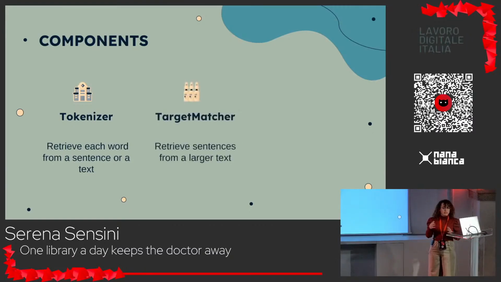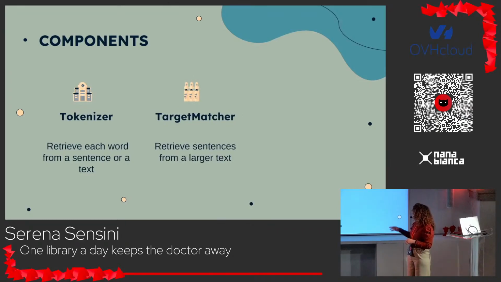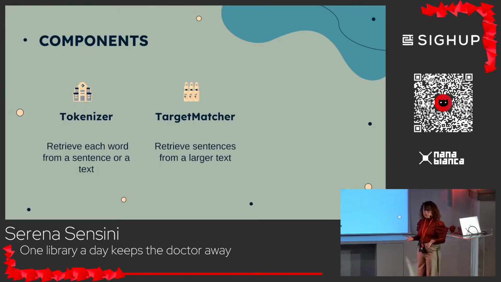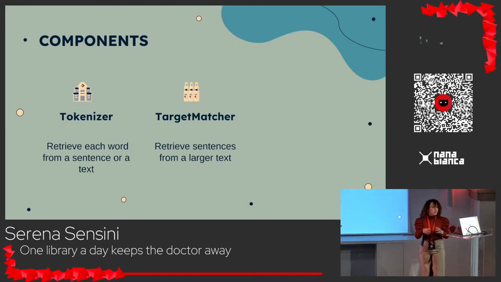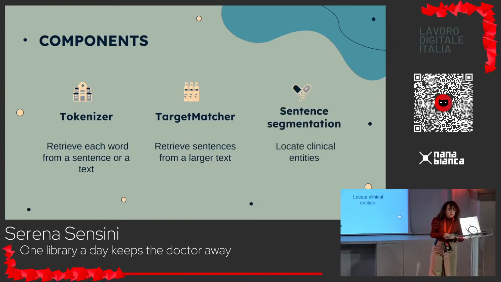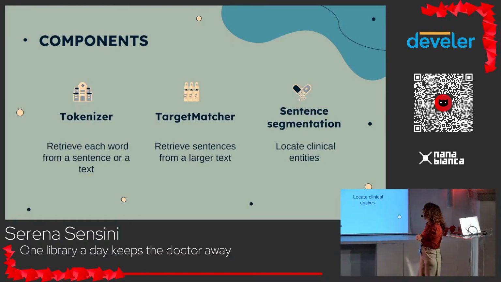Then you have the target matcher. If you know Spacy, you know that it comes with a component called matcher, and that's it. It's something that makes you able to retrieve some entities from a single larger text. So basically, you try to define some rules if you want to do something custom, and you can extract these entities. The last one is the sentence segmentation. Even if I know that MedSpaCy comes with another component, I will tell you later.